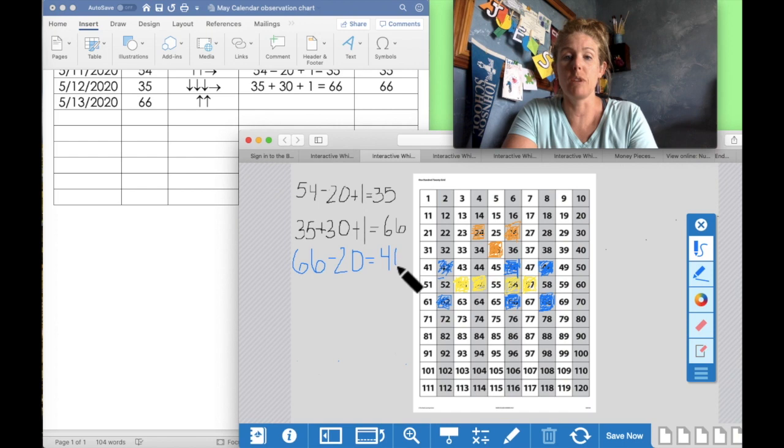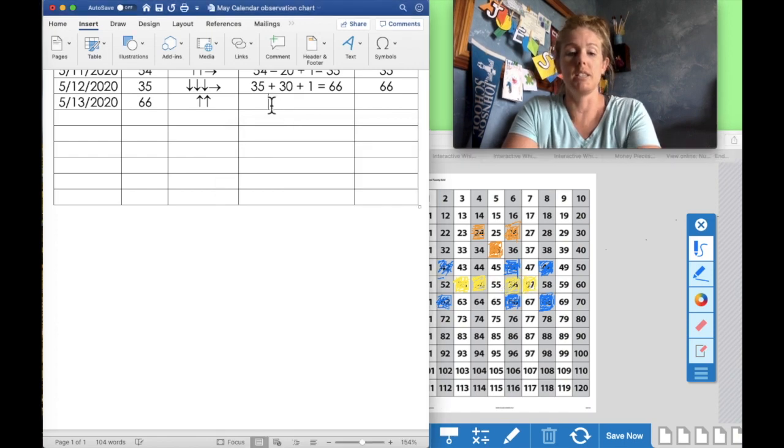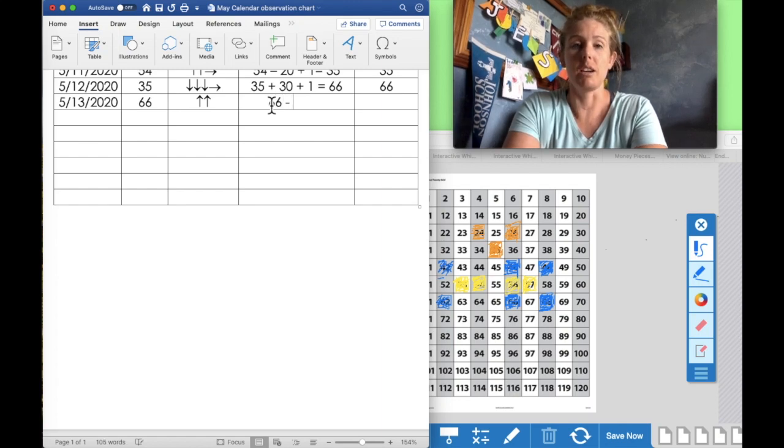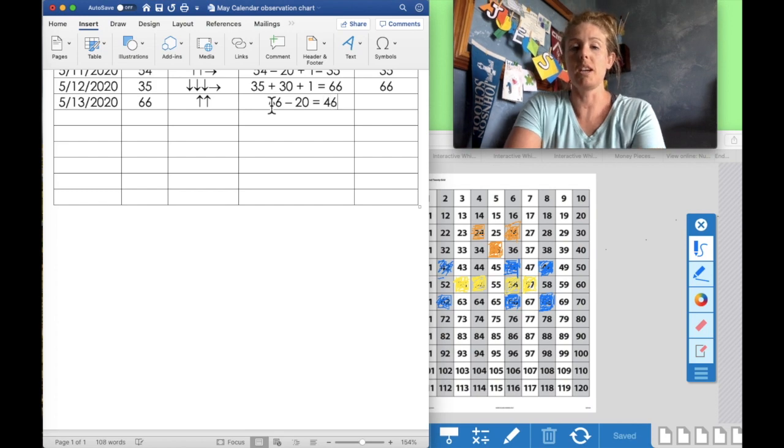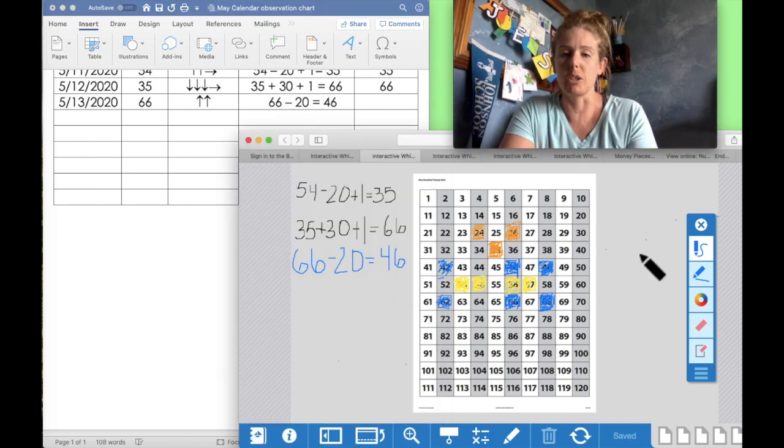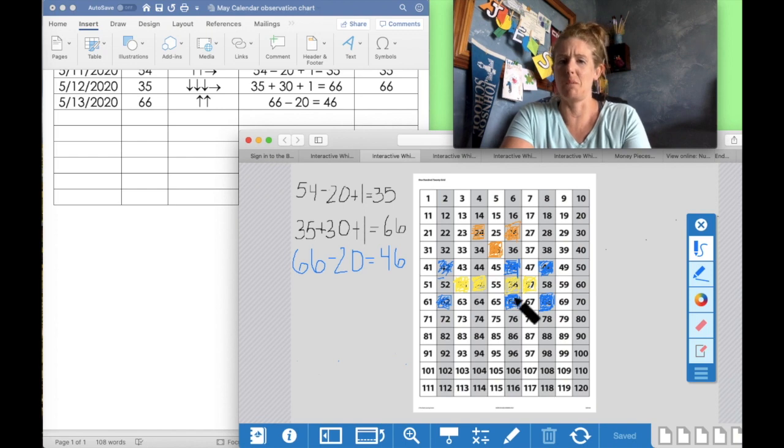46. So make sure to write that down along with coloring in 46. And I'm going to write it down here. 66 take away 20 equals or the same as 46. Nice job, first grade. We're kind of coming up with our mystery picture. And we will continue with our mystery picture and finish all of it to make sure that we can look at it for our last day of learning.